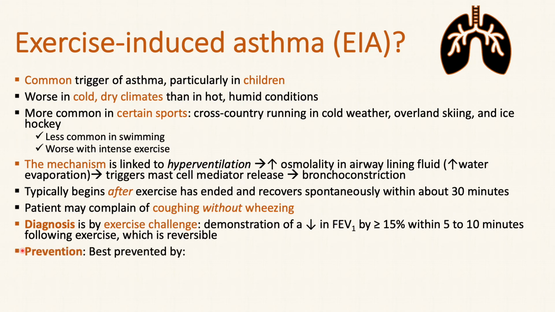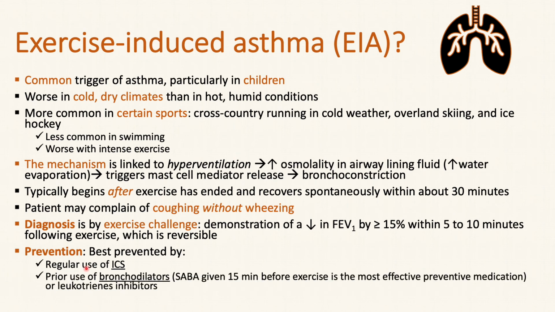Of course, prevention is almost the best treatment for these patients, and it can be provided by regular use of inhaled corticosteroids. But prior use of bronchodilators like a short-acting beta agonist given 15 minutes before exercise is actually the most effective preventive medication. You can also use leukotriene inhibitors. Another measure you can use is to ask the patient to wear a mask. Yes, wearing a mask during exercise, even without COVID. So these are the measures for prevention of exercise-induced asthma.